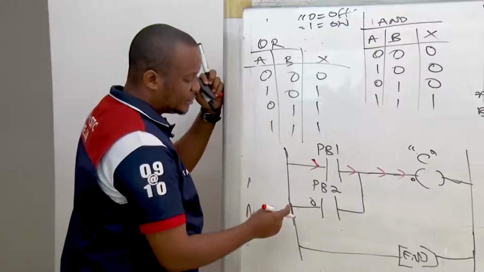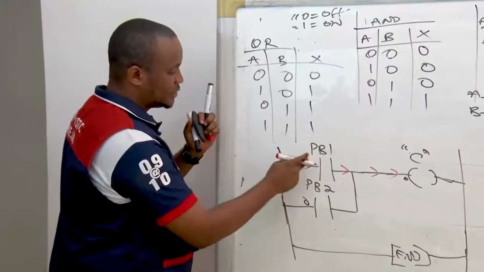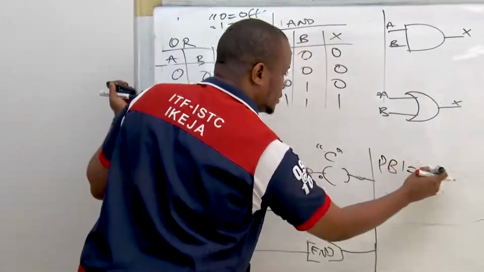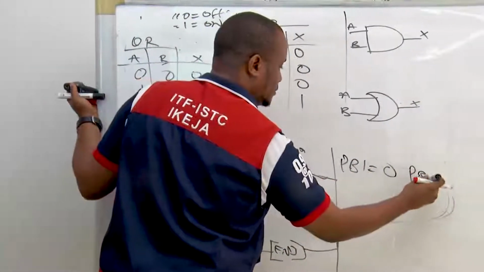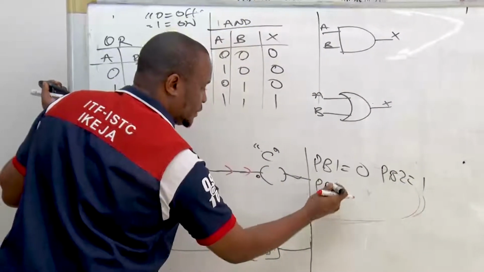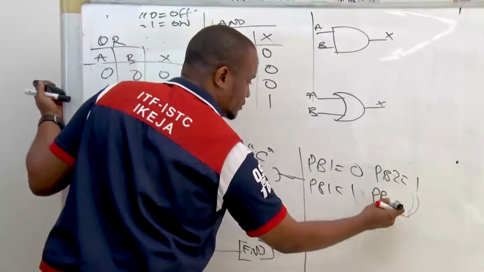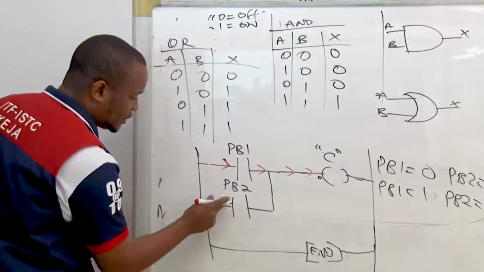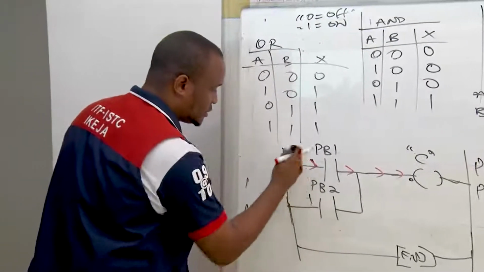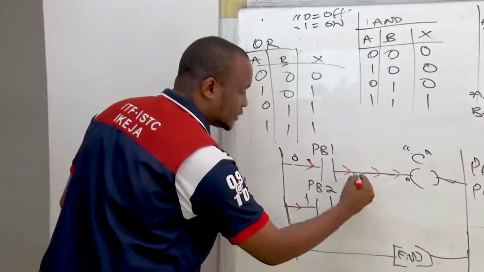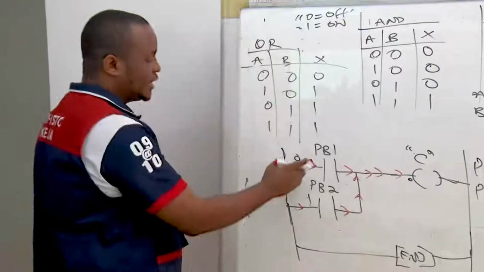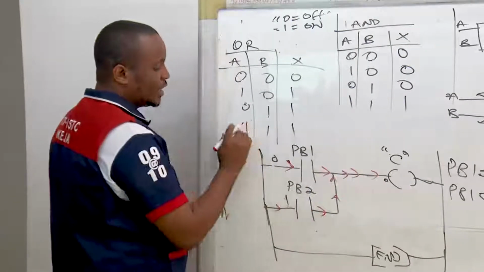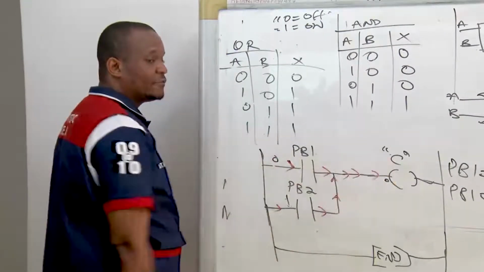We can also have the power when PB1 is 0 and PB2 is 1, or when PB1 is 1 and push button 2 is 0. We are still going to have the power. If this is 1 and this is 0, the power can flow through this way and then connect. So either of them can be on, and we're going to have an output. Either or both of them can be on, and we will still have an output.